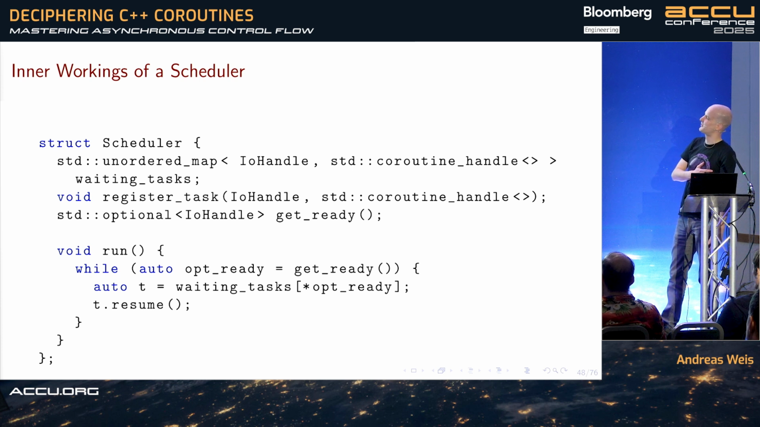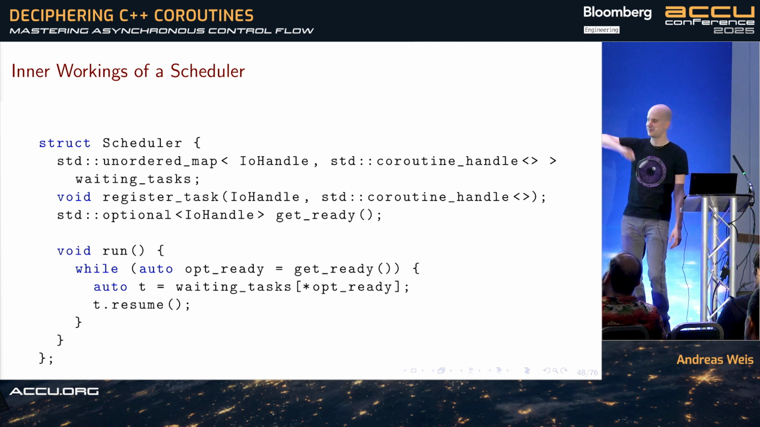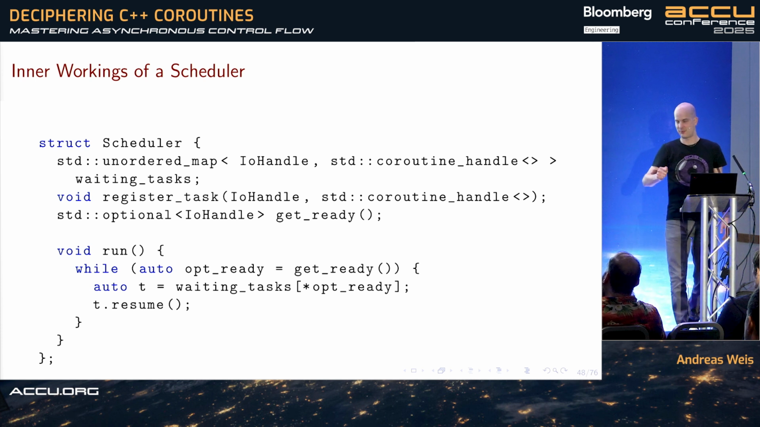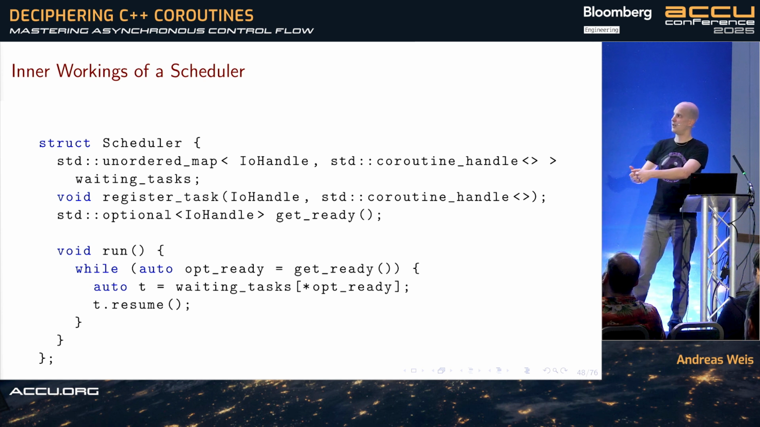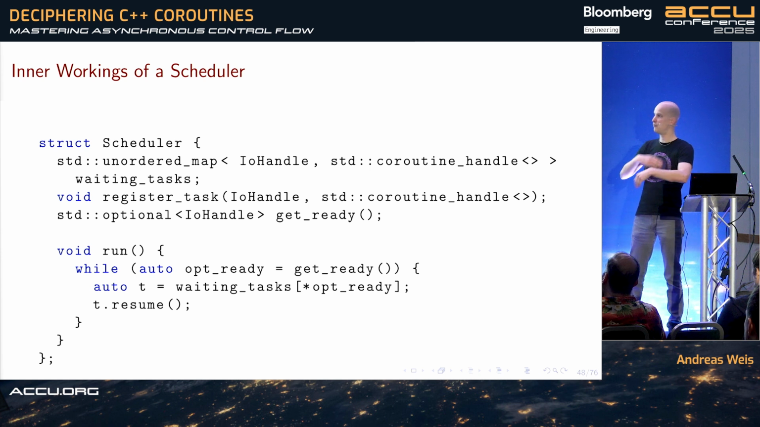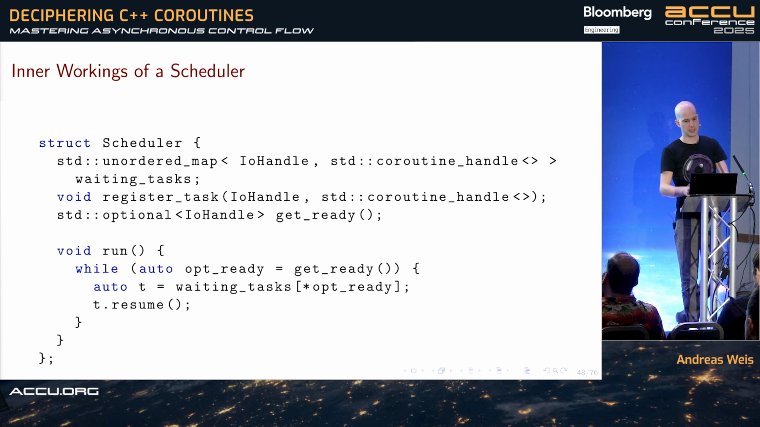Because right now it will just, well, let's assume getReady does that. GetReady, yeah, that's how it's supposed to work. So once getReady returns you an IO handle, it will remove it from the map, right? So getReady will never return you the same handle twice, right?